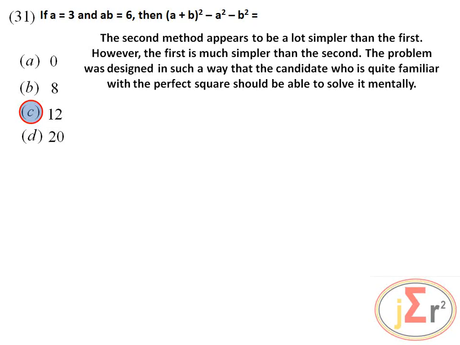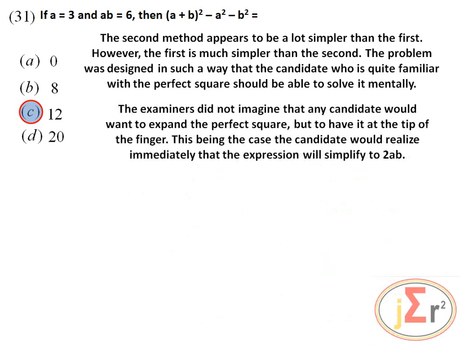However, the expansion of the perfect square is not required in the examination. Candidates who are familiar with that expansion will have no difficulty realizing that (a + b) all squared minus a squared minus b squared is equal to 2ab. ab is equal to 6, 2ab is equal to 12. That is done mentally in a few seconds. The examiners did not imagine that any candidate would want to expand the perfect square, but to have it at the tip of the finger.